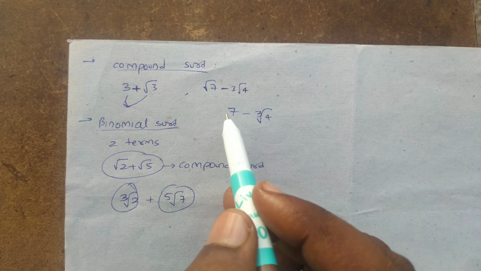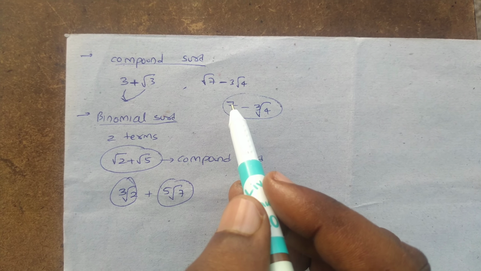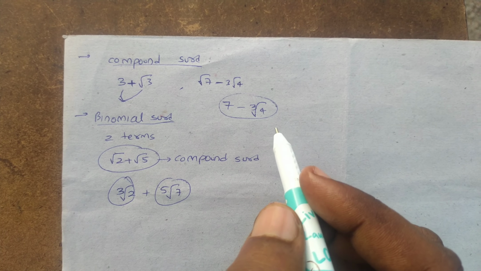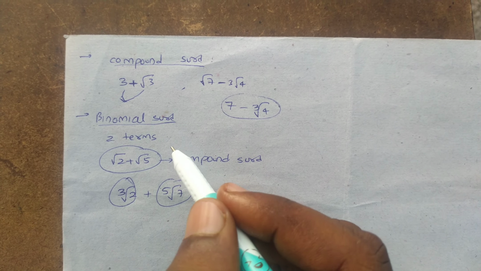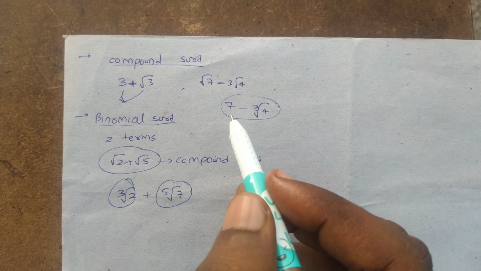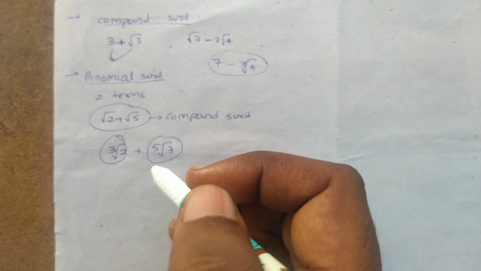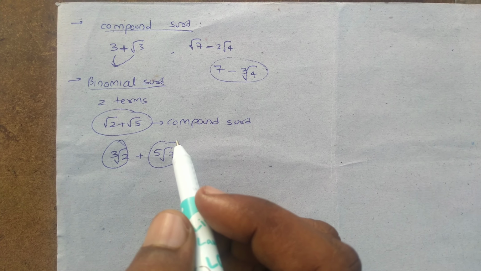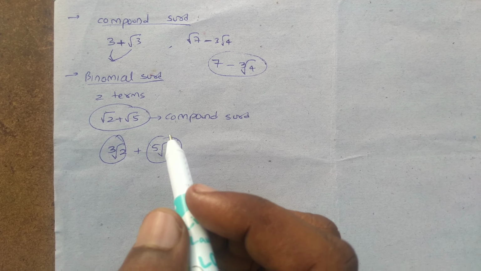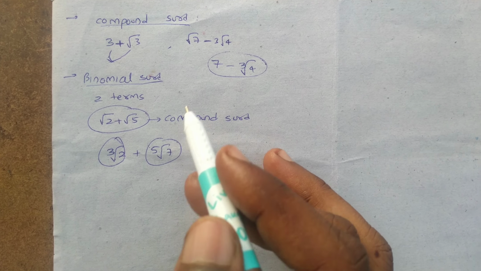Okay, this is called a compound surd, but this is not a binomial surd, because 7 is not a surd. That is the main difference between binomial and compound. In a compound surd you can take any rational number, but in a binomial surd both terms should be surds. This is the main difference I feel, but almost both are similar only.